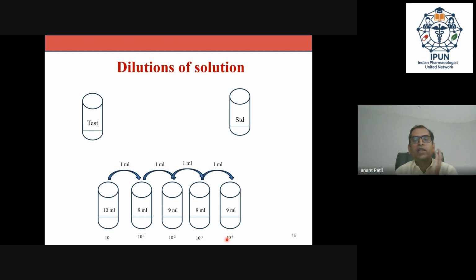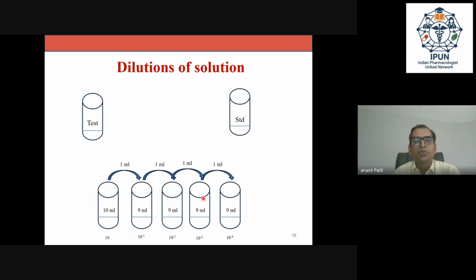So we have serial test tubes with 10 ml. The first is the actual concentration. Then we take out 1 ml from here and put the 1 ml in the 9 ml, so that becomes the 10 ml now. So this is how the serial dilutions of the concentrations are done.